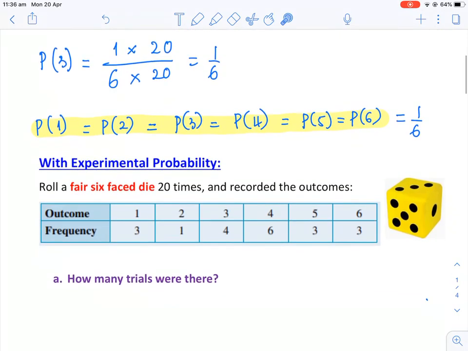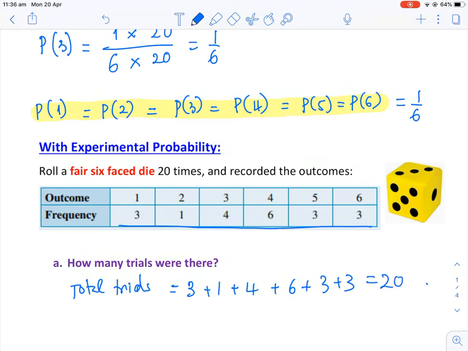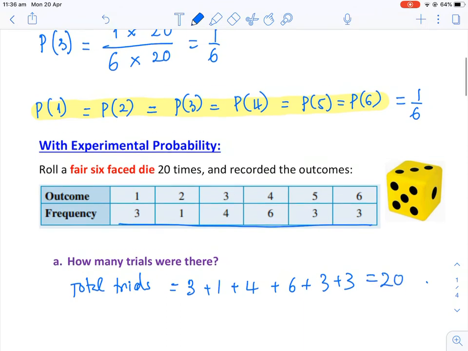The first question: how many trials were there? To find the total trials, you just add all the frequencies up. So the total trials here equals 3 plus 1 plus 4 plus 6 plus 3 plus 3. You add them up and it equals 20. So there are 20 trials in total.